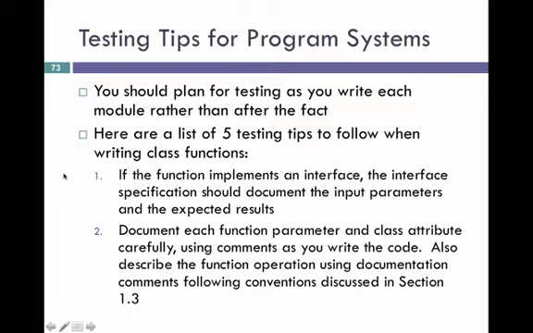So if the function implements an interface, then the interface specification should document the input parameters and the expected results. And you can document each parameter and class attribute carefully and use comments in the code and describe the function operation using documentation comments following the conventions in section 1.3. That's the things for Java Docs or Doxygen.